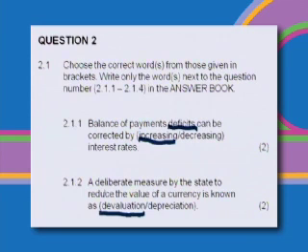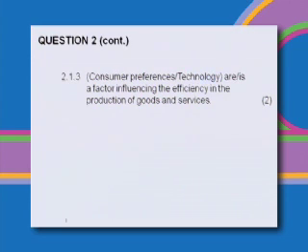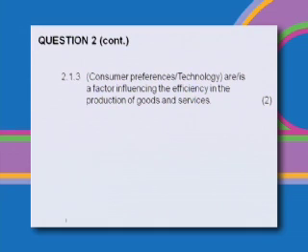Right, then the next question, consumer preferences or technology is a factor influencing the efficiency in the production of goods and services. So we're looking at production. What is it that will influence and ensure that there's efficiency in the production process of goods and services? Consumer preferences have absolutely nothing to do with this, but the technology that is used in the process will result in a better product coming up. So it will be a factor that will influence the efficiency. So the correct answer there is technology.